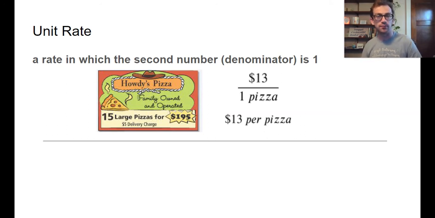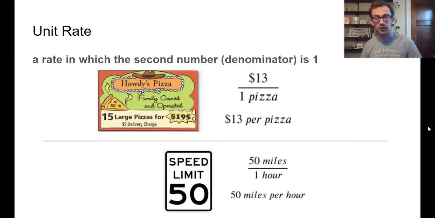That's a unit rate. Another real life example of a unit rate that you probably see on a daily basis are speed signs. You can go 50 miles per hour. That means you go 50 miles in 1 hour. These are examples of unit rates, and you've been using unit rates to be able to extend and find patterns to solve problems.